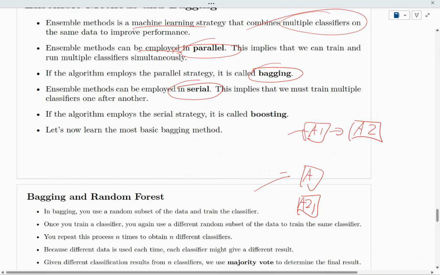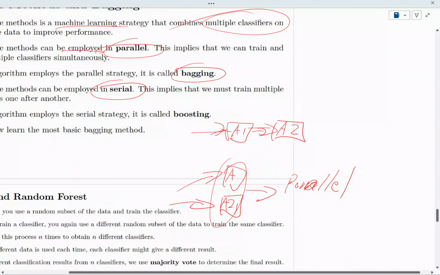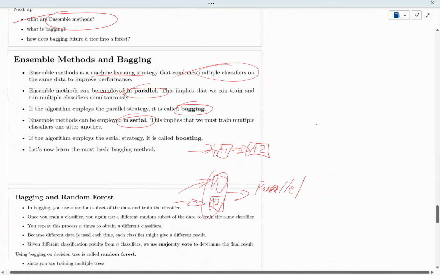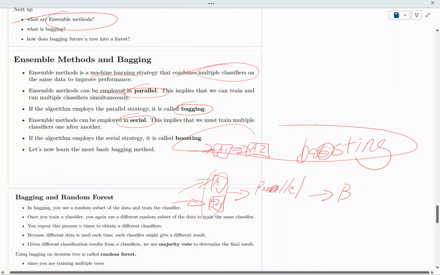So if you plug your value into all of them and output a result, that's parallel. But if you do them in serial, then it's called boosting. So serial is boosting, parallel is called bagging. Okay, so we're going to focus on bagging because that's how random forests work.